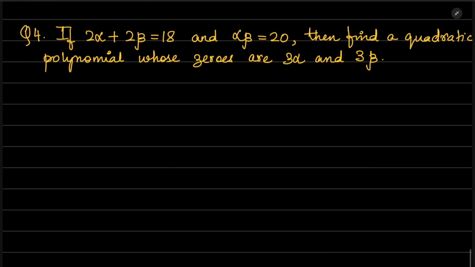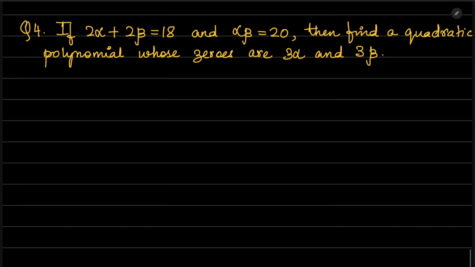Now let's move on to the next question. This is also a question from your second chapter. In today's daily practice, we are doing problems from chapters 1, 2 and 3. In this question, if 2 alpha plus 2 beta equals 18 and alpha beta is 20, then find a quadratic polynomial whose zeros are 3 alpha and 3 beta.